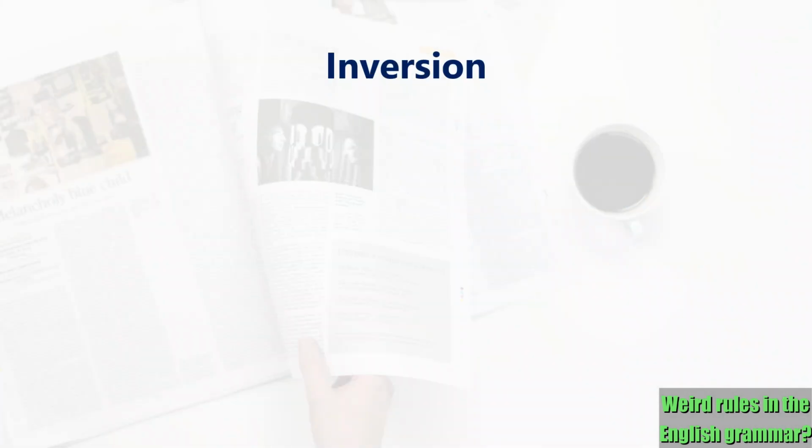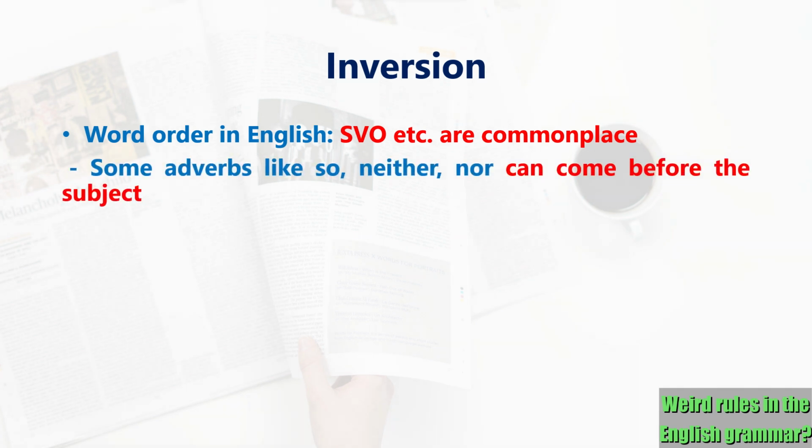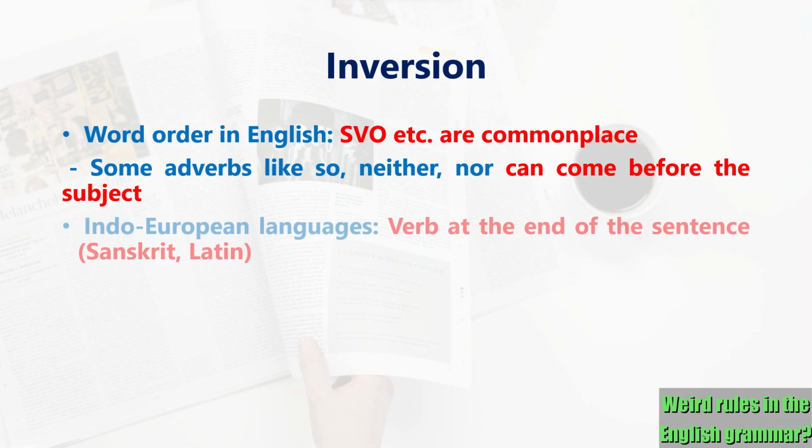In addition, there is an unusual rule in English called inversion. English word order usually begins with a subject and verb, followed by an object or complement, but some words, such as so, neither, nor, can come before the subject.